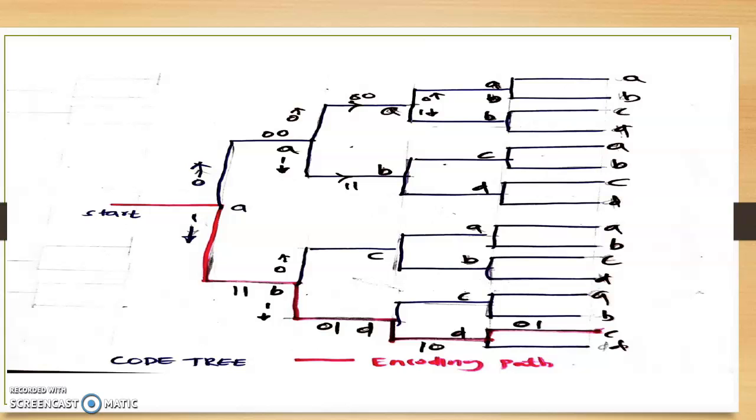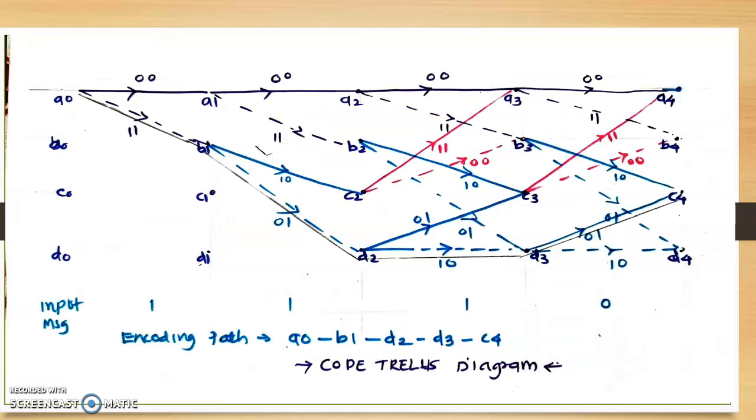For the given message 1110, my code tree encoding path is A to B, B to D, D to D, and D to C, which is shown by the red straight line. Now my next diagram is called the code trellis diagram. In the code trellis diagram, I will show the transition from one state to another state, and the number of columns depends upon my input message.